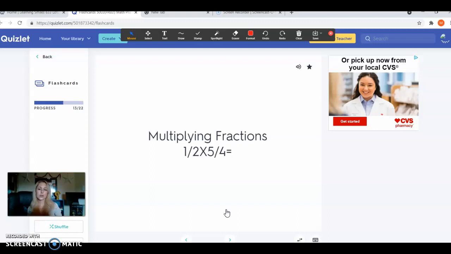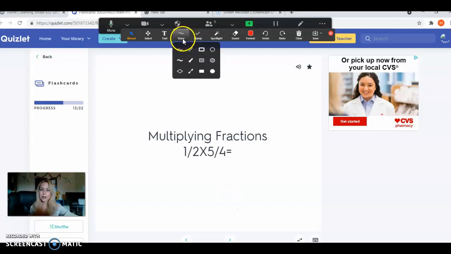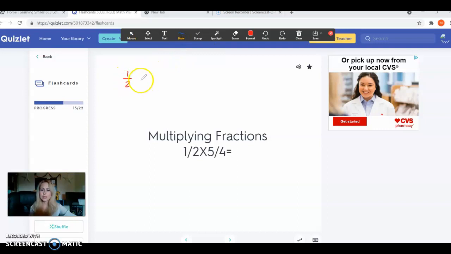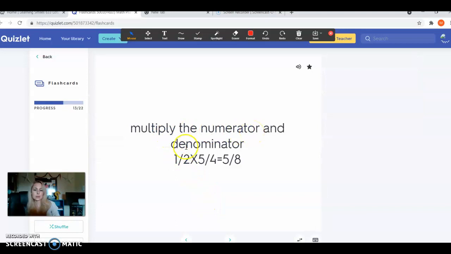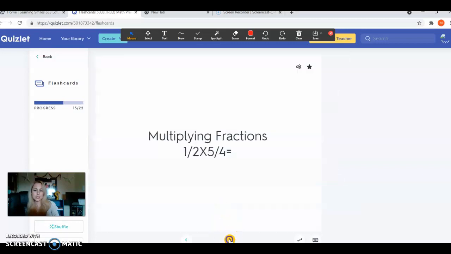Multiplying and dividing is so very simple. So multiplying fractions, let's say we have 1/2 times 5/4. In this case, we're just going to multiply the top, then we're going to multiply the bottom. So 1 times 5 is going to be 5, and then 2 times 4 is going to be 8. So we can't reduce it. So we have 1/2 times 5/4 is going to be 5/8. So let's check and see if that works. We're going to flip it. So it tells us we're going to multiply the top, the numerator, we're going to multiply the bottom, the denominator, and we're going to get 5/8. So you can practice that, check it out.